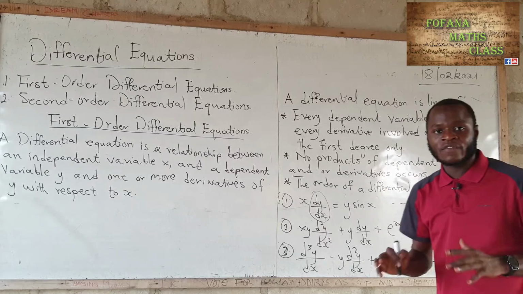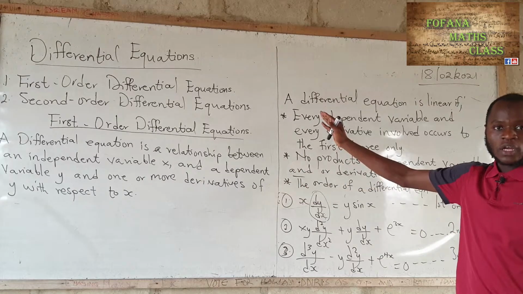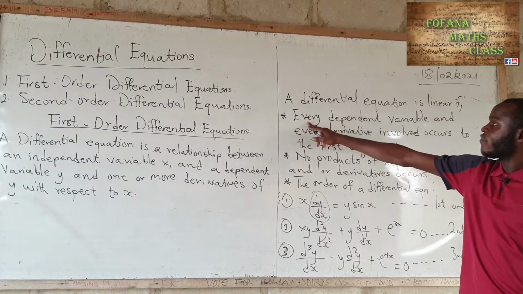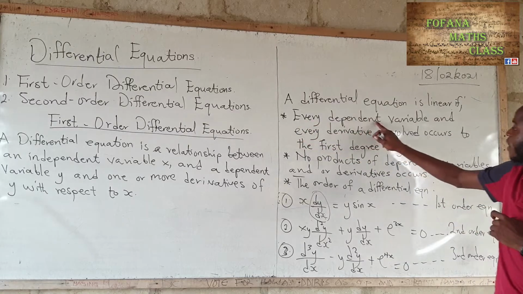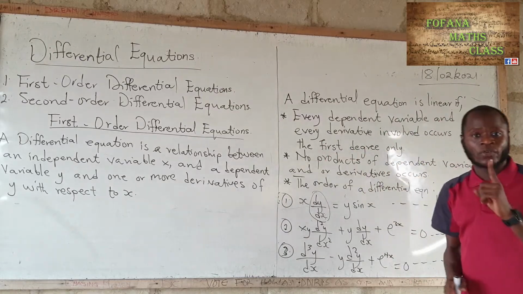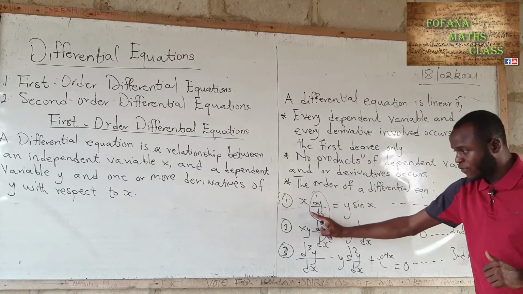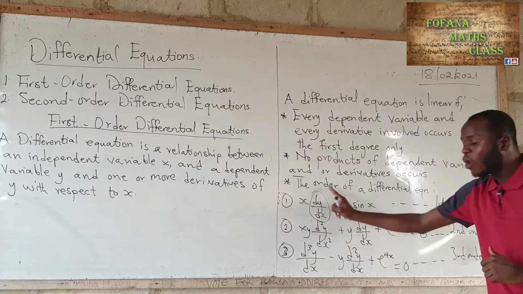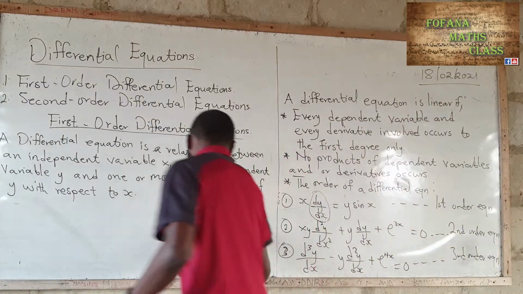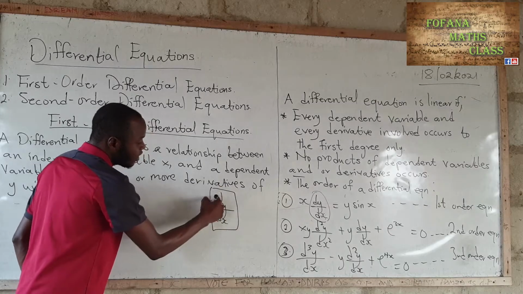Now we have to look at when a differential equation is linear. The differential equation will be linear if we have these factors associated to the question. The first point is, if a differential equation is linear, it means every dependent variable and every derivative involved occurs to the first degree only. Meaning if you have the derivative, the derivative has to have only 1 degree. So for instance, if you have dy dx, you see this dy dx, the degree is just 1.